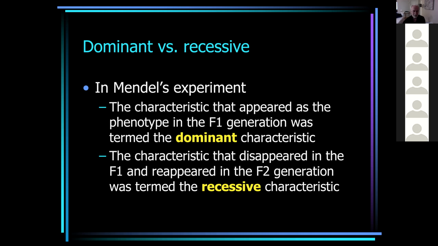Now, how did Mendel define dominant versus recessive? Well, the characteristic that appeared in the phenotype of the F1 was dominant. And there was only 1 characteristic that appeared in the F1 in any of the crosses that he did. The characteristic that disappeared in the F1 and then reappeared in the F2, that was what Mendel called a recessive character.